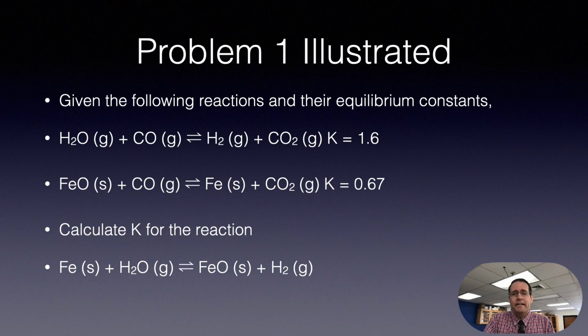So here's a problem that you actually might encounter. Oftentimes with these problems you'll have to use 1 or 2 or even all 3 rules to solve the riddle. Here's a problem, I think, from our OpenStax chemistry textbook. It's from McGraw-Hill. Given the following reactions and their equilibrium constants, K is 1.6, and K is 0.67, calculate K for this chemical reaction.